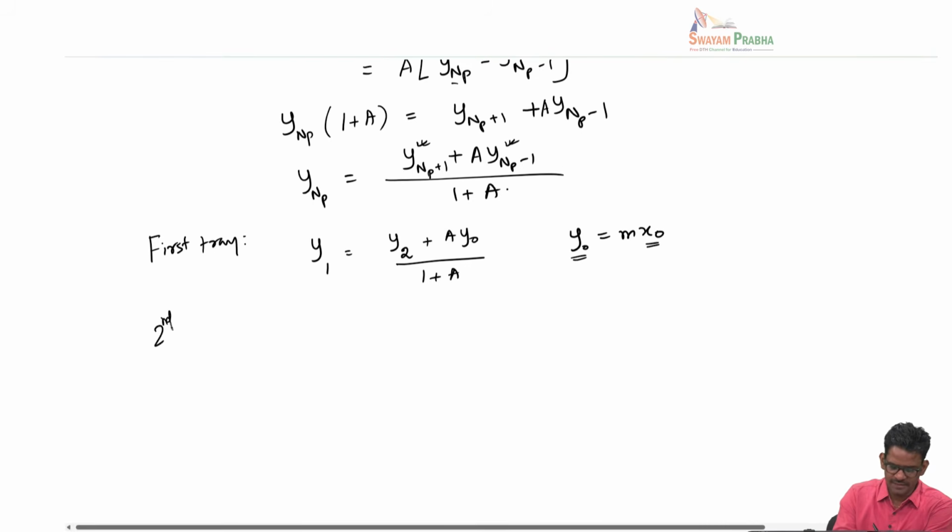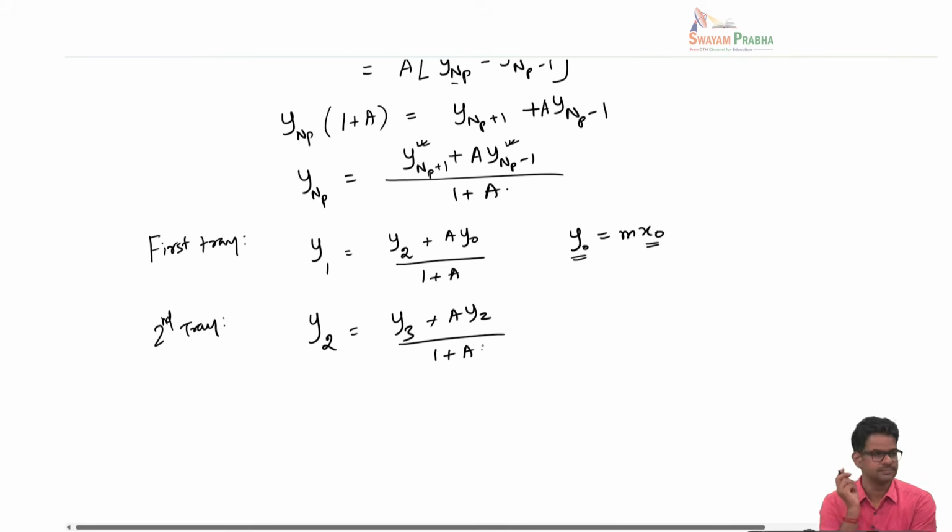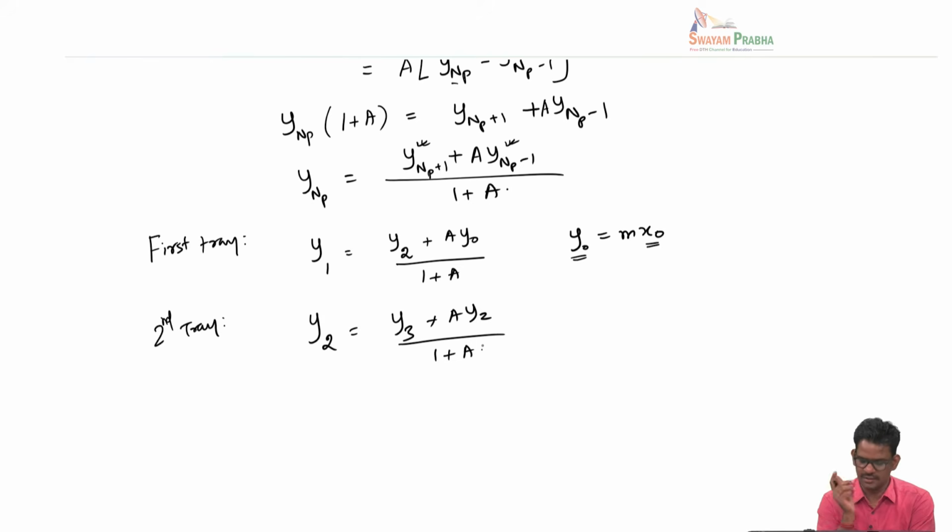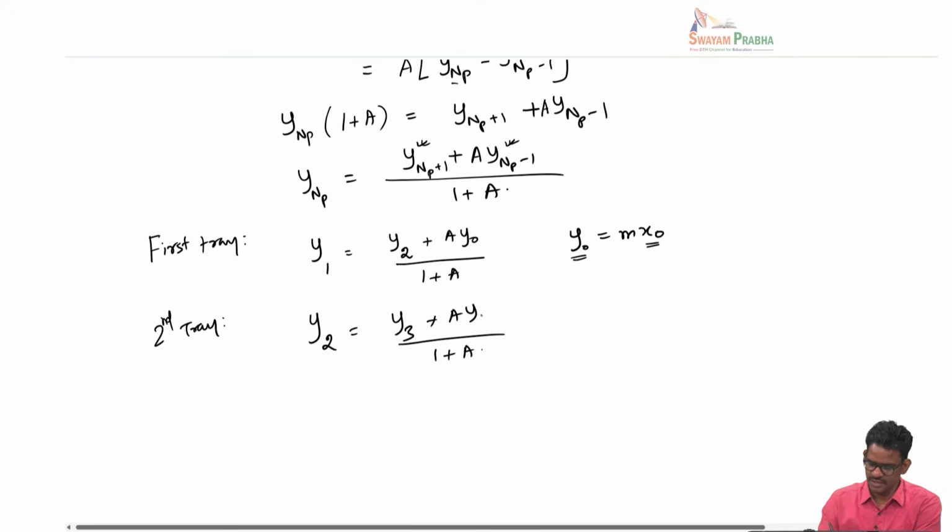And then if you look at second tray, so you can say y2 is equal to y3 plus A y1 by 1 plus A. Yes, this must be A y1. So the composition at the second tray y2, the one that leaves the second tray, is related to y3 and y1 through this absorption factor. Now, but I already know how to write y1 in terms of y2 and y0. So in principle, I can actually replace y1 from here.